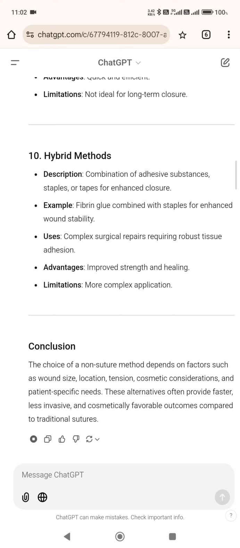cosmetic considerations, and patient-specific needs. These alternatives often provide faster, less invasive, and cosmetically favorable outcomes compared to traditional sutures.